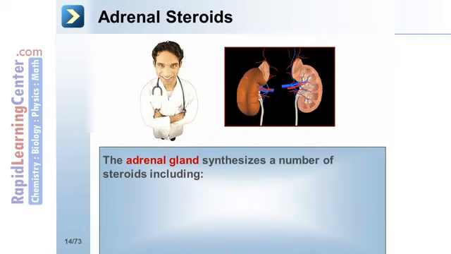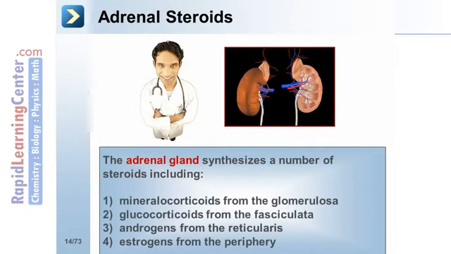The adrenal gland synthesizes a number of steroids, including mineralocorticoids from the glomerulosa, glucocorticoids from the fasciculata, androgens from the reticularis, and estrogens from the periphery.